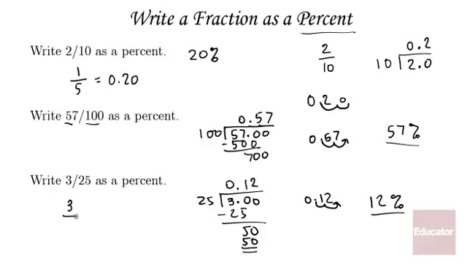If you take 3 over 25 and you want to make it per 100, the 25 can become, oops, let me rewrite this. The 25 can become 100 when you multiply by 4. 3 times 4 is 12. So notice there's your 12%.